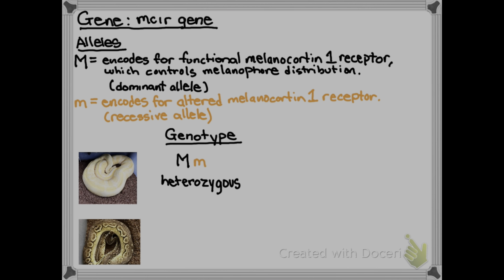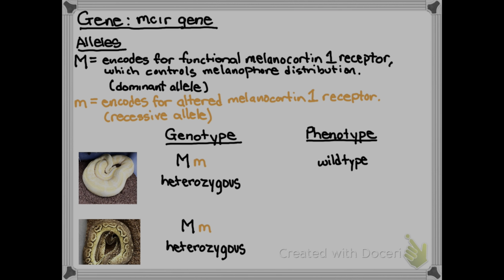Ahsoka's genotype is heterozygous for the MC1R gene, so she has a dominant allele and a recessive allele. And her phenotype for this gene is wild type. And the same is the case with Mansa. For the MC1R gene, he is heterozygous, so one dominant allele and one recessive allele. And he also has a wild type phenotype when it comes to the MC1R gene.